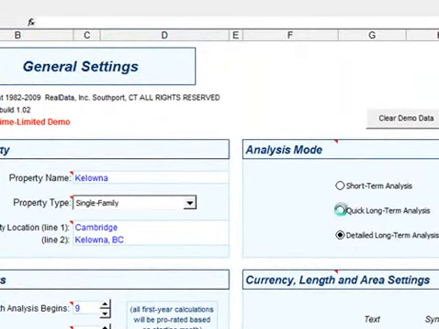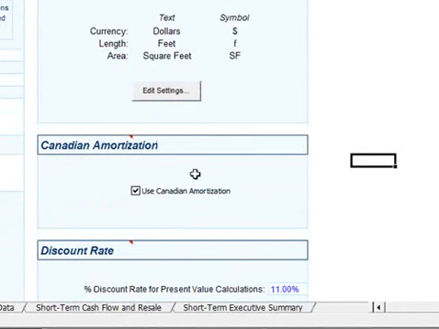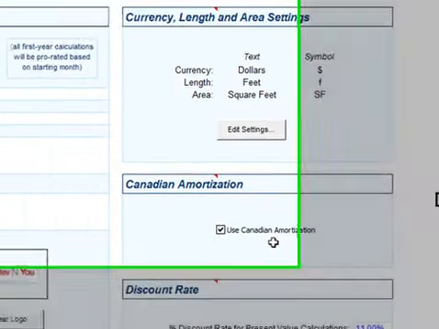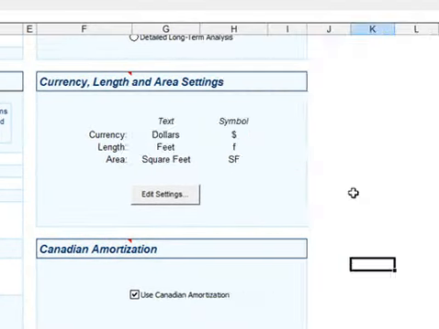So again, it's quite handy to have that. You fill in all the information very similar to the other one. This one does have the Canadian amortization. That might be because this is a newer version, a newer piece of software that they've created on Excel. They made a change to it.